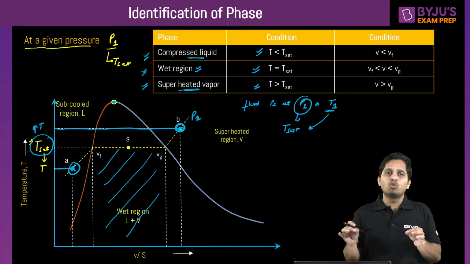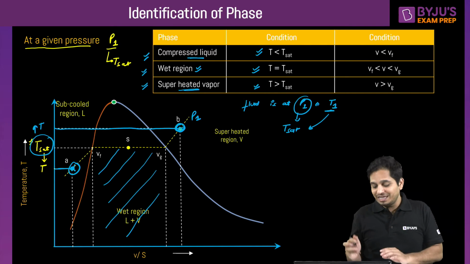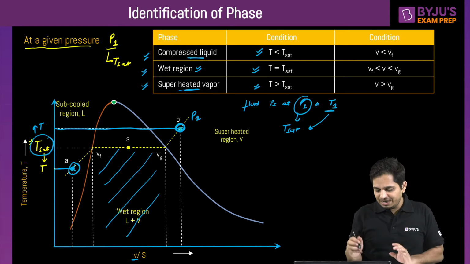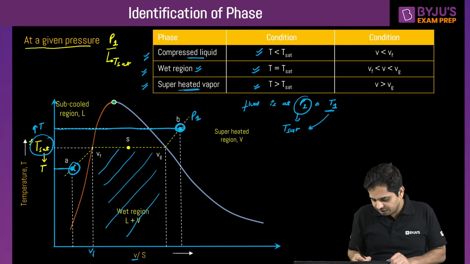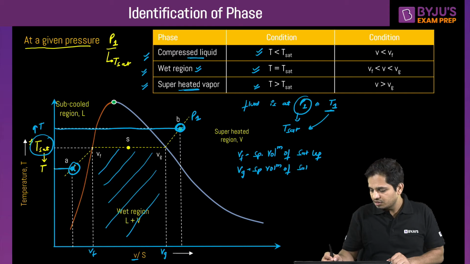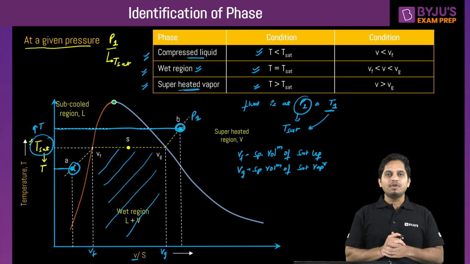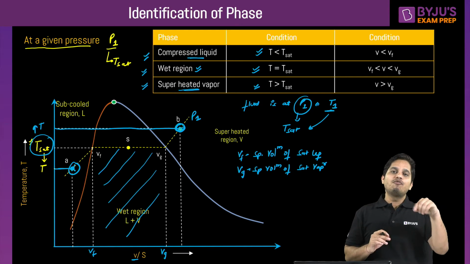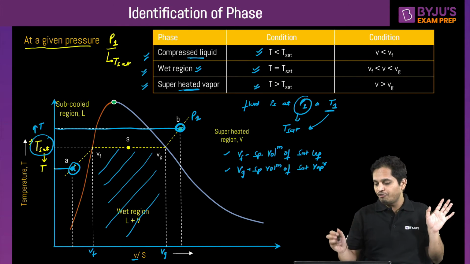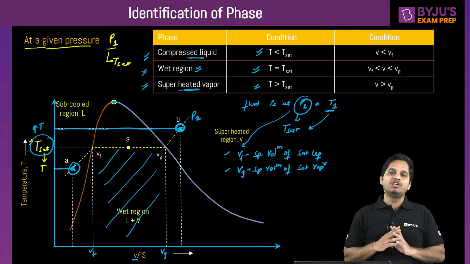Now, this diagram can also be replaced. This is a TS diagram, right? It can also be replaced by a Tv diagram, with specific volume, same diagram, okay? And you can see that Vf is the specific volume of saturated liquid and Vg is the specific volume of saturated vapor. Now, they have given you a volume, and Vf and Vg are actually known to you. You can find out at this pressure and temperature what Vf and Vg are.